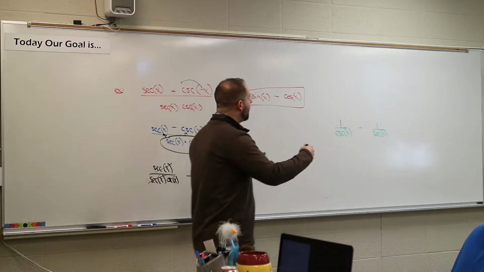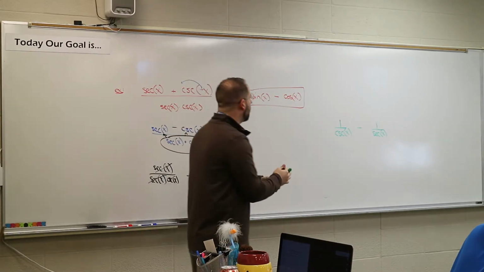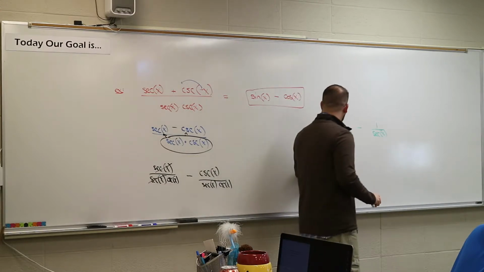And then what you can do is look at your property sheet and do your sine and cosine substitutions. If you look at your property sheet, 1 over cosecant is sine, and 1 over secant is cosine.